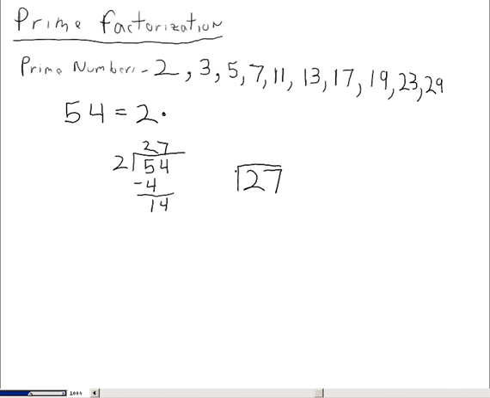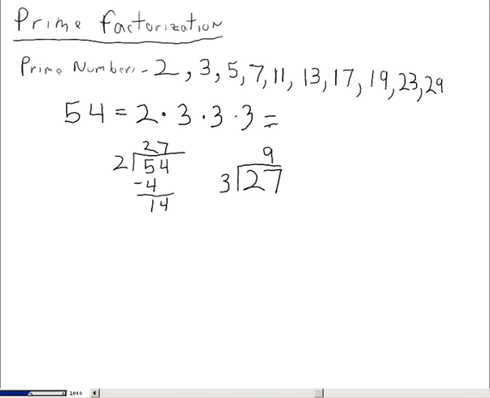So let me take 3 into 27. And 3 goes into 27 9 times because 9 times 3 is 27. So there's my 3. And then 9 breaks into 3 times 3. So there's another 3 times 3. And if you check this, this is the prime factorization of the number 54. 2 times 3 is 6, and 3 times 3 is 9, and 9 times 6 is 54, so that's the prime factorization.